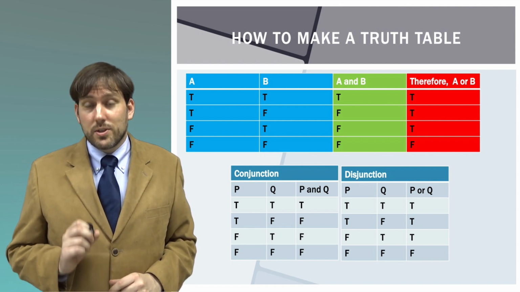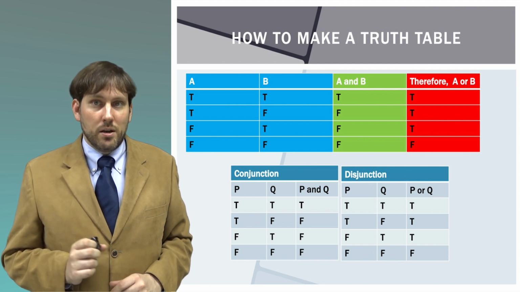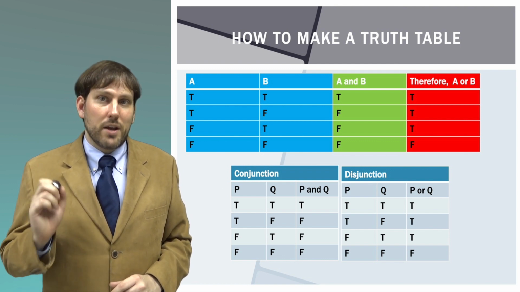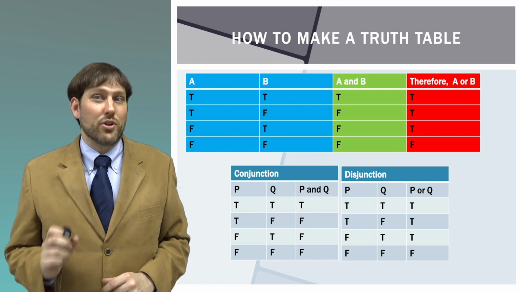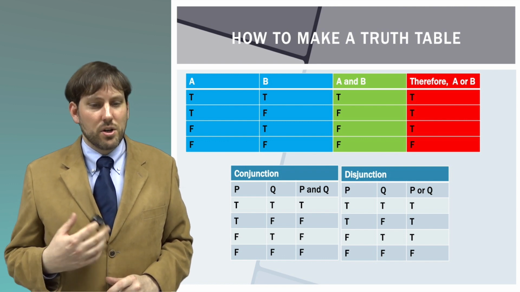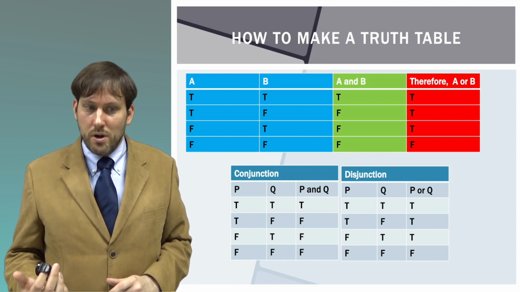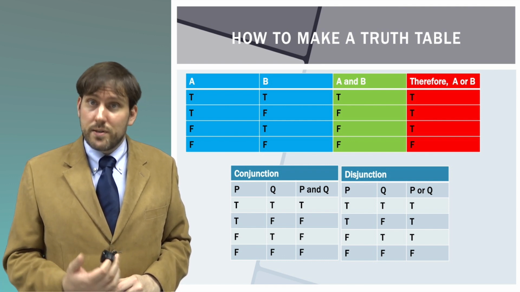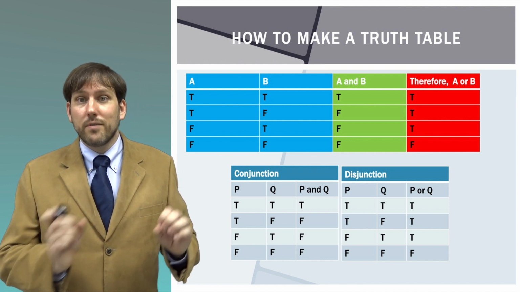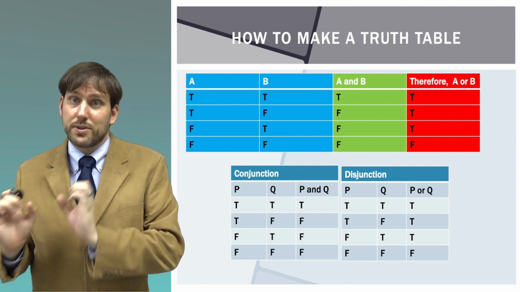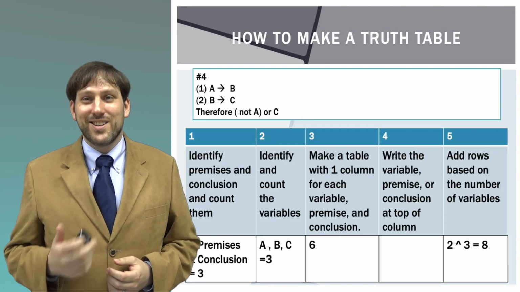This enables us to say that A and B as a premise with A or B as a conclusion is a valid argument. So this seems strange because there are places where A or B is true, but A and B is false. But we don't care. The question is, if the premises are true, will the conclusion still be true? Let's look at one more.